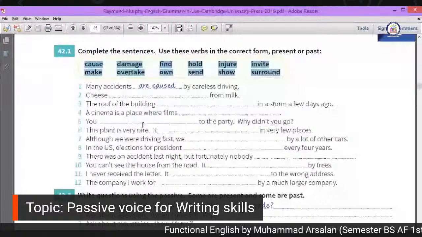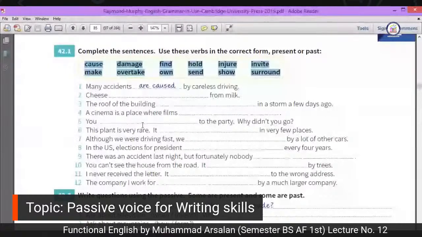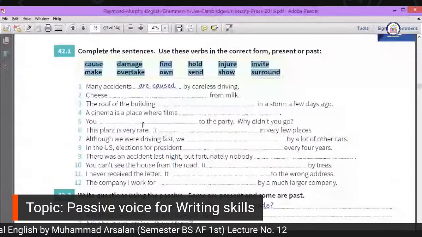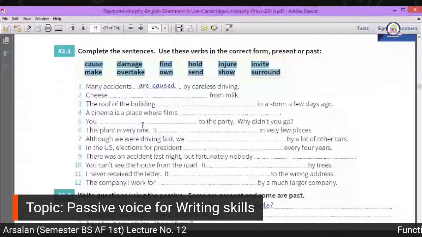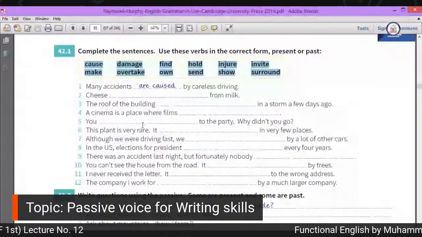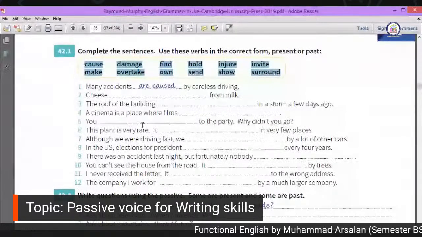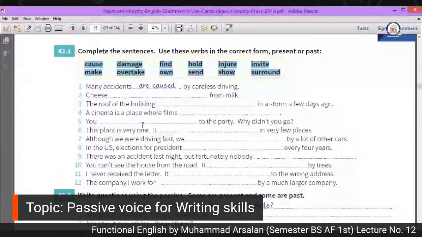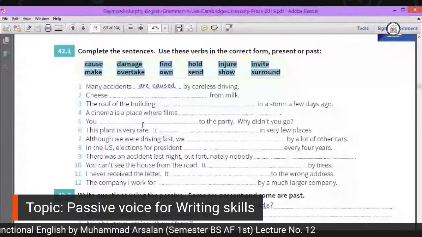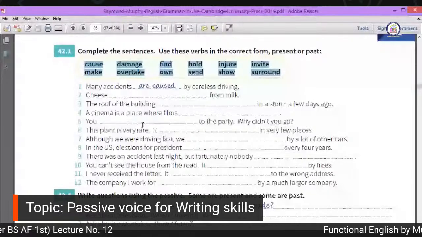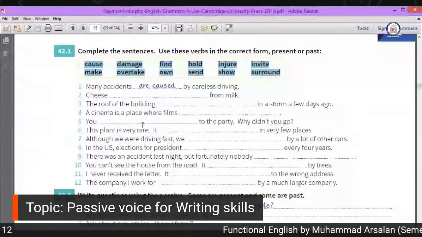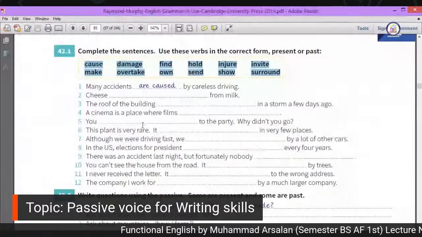You were invited to the party. Why didn't you go? The plant is very rare. It is found in very few places. Although we were driving fast, we were overtaken by many cars.